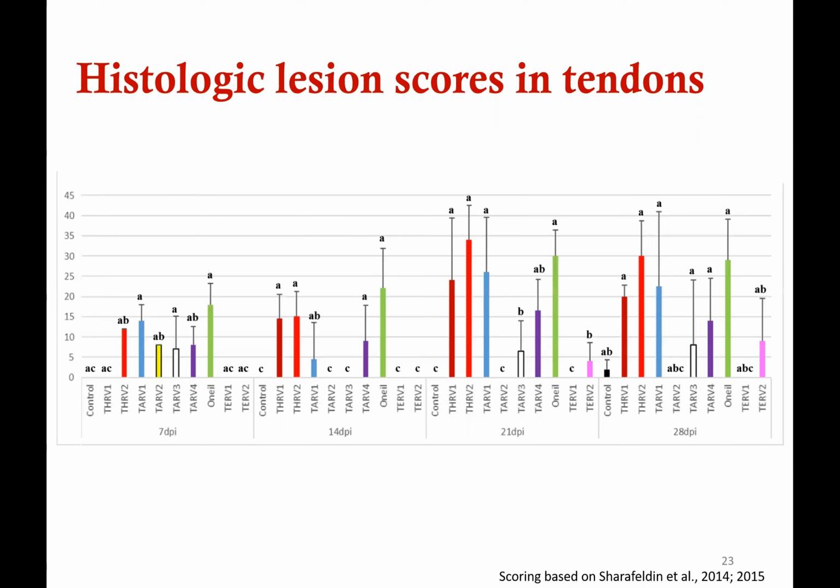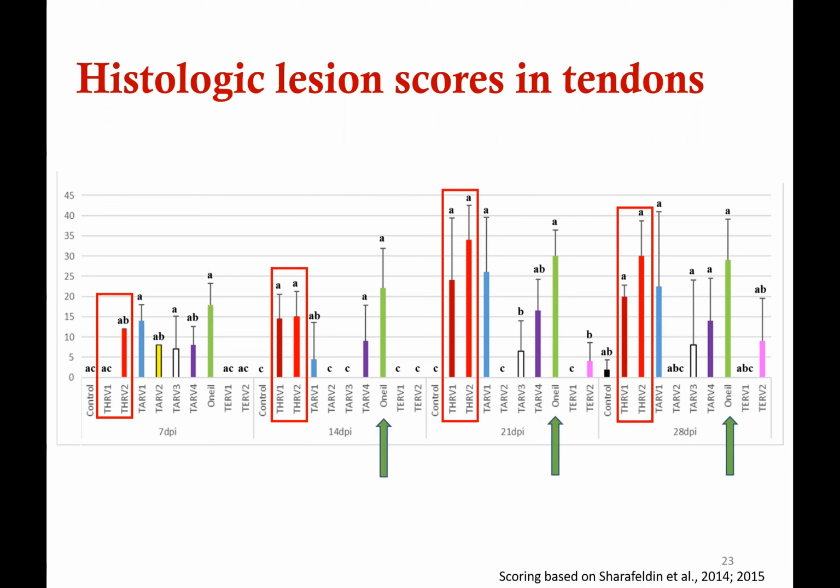And the same pattern was observed based on histological lesion scores in tendons, where we have seen very high lesion scores, equal to the Tar O'Neill reference strains, in both hepatitis reoviruses. Another interesting point from this study was this enteric type 2 from 2008, that also showed no lesions in the initial stage, but at 21 days and 28 days post-infection, we have seen tenosynovitis. So that means the arthritis type reovirus may have been circulating before 2010.